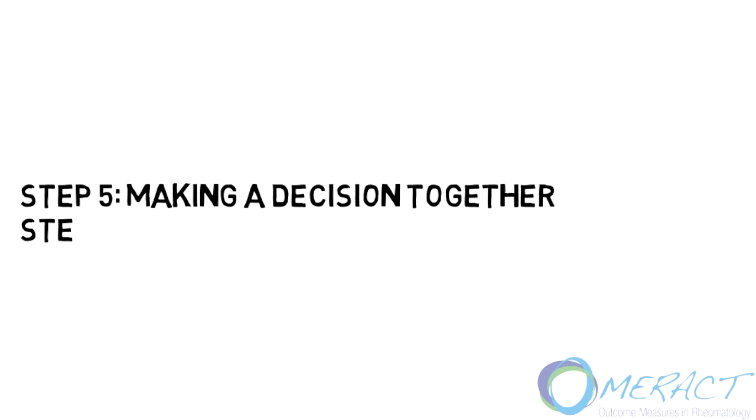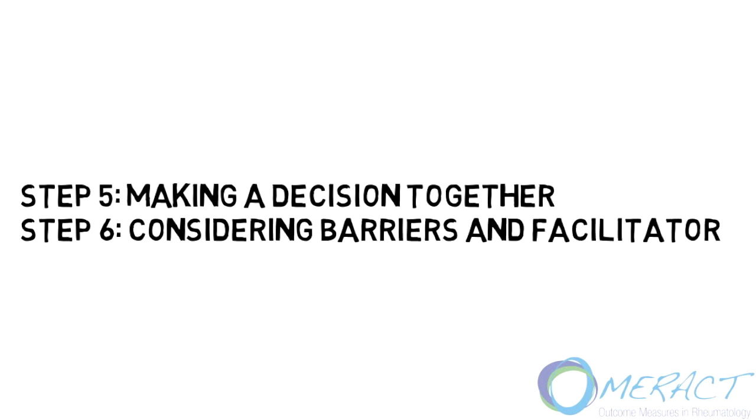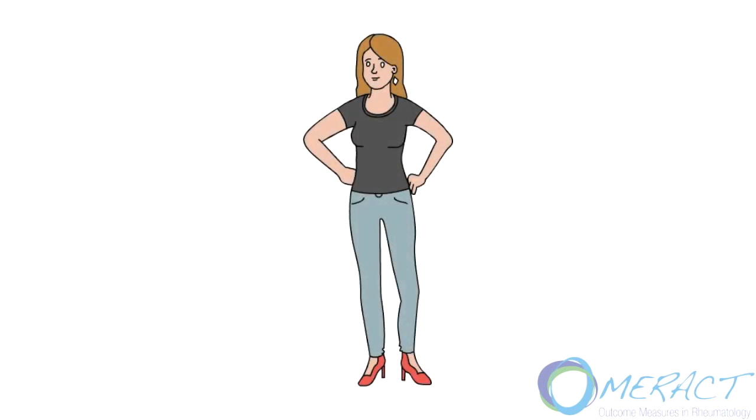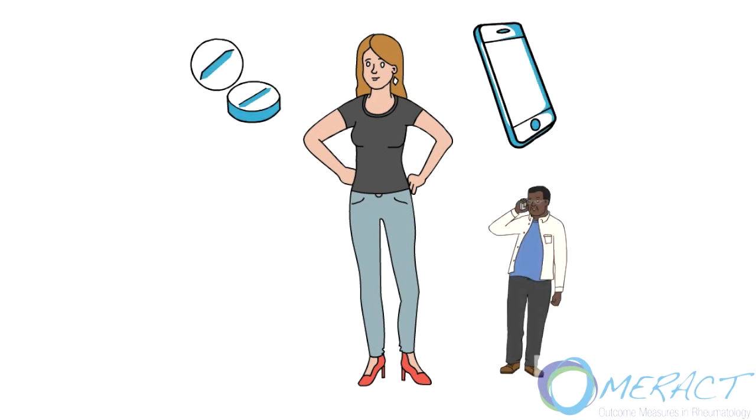In steps 5 and 6, they make a decision together, and they consider barriers and facilitators to putting the decision into practice. Mary will start drug A next week. She will use reminders on her phone to take her pills. Dr. Joint will see her back in 3 months to make sure the pills are working.